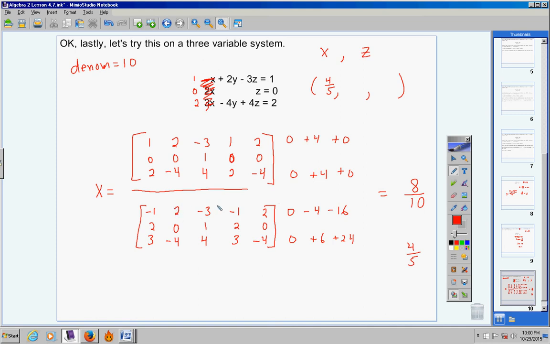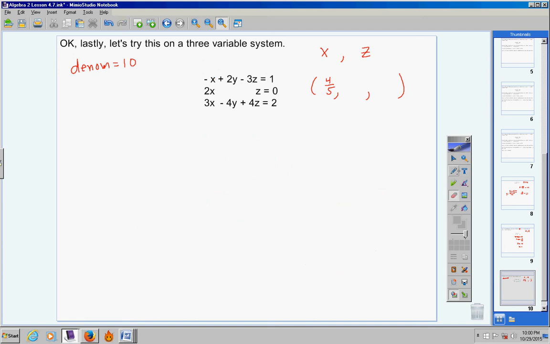So why in the world would you want to write this matrix right here again? And then copy the 2 columns over again. Then do all of this and all of this to come up with this. You already know your denominator is going to be 10. So please don't forget that, okay?